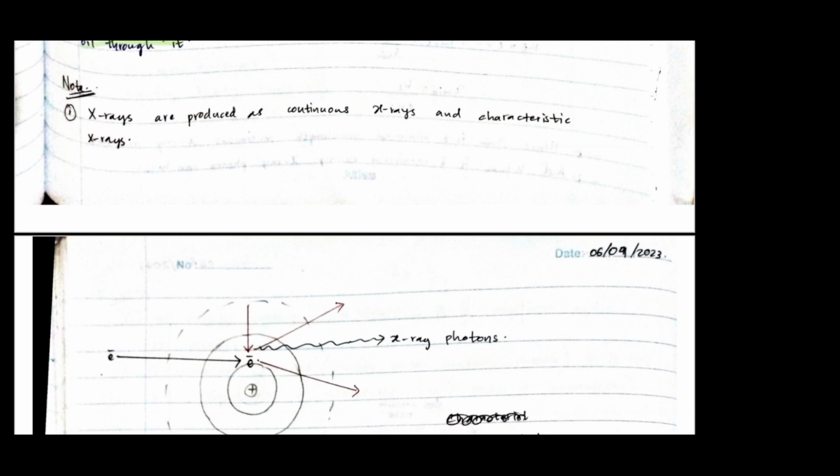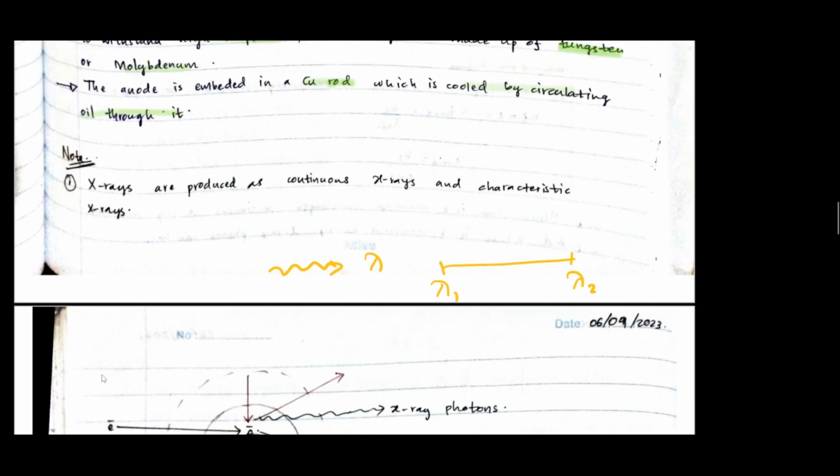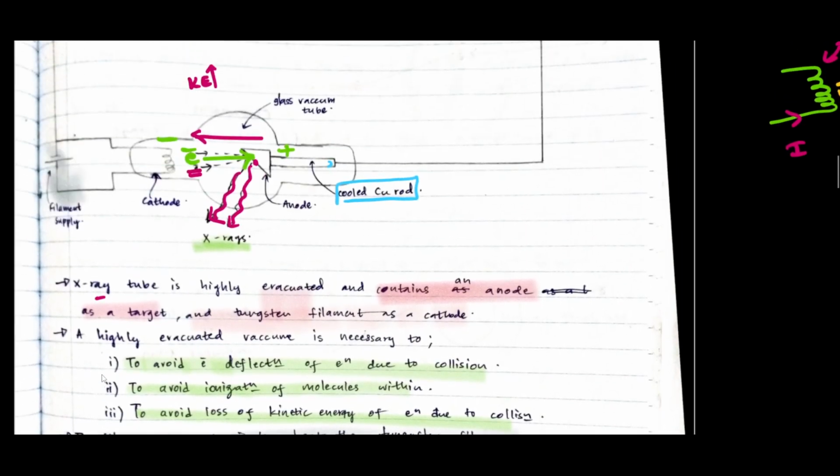We might have had an idea that X-ray is a single wavelength, but it's not true. X-ray is a range of wavelength. From a certain wavelength to another, within this range, we call them X-rays. And during the production of X-rays, we do not get a single wavelength. Instead, we get a continuous range of wavelengths.